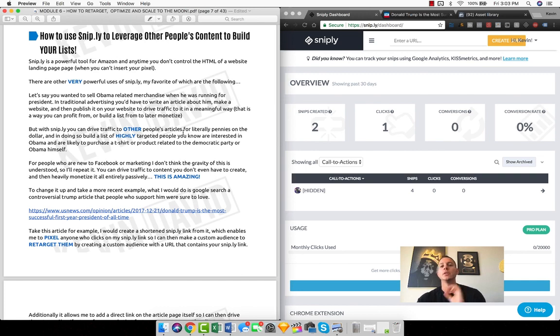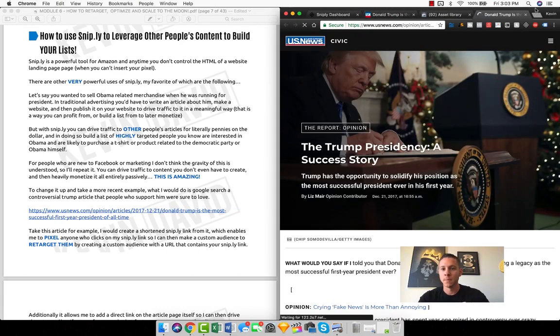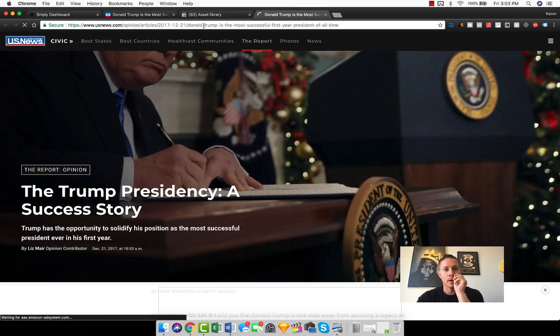But now, guys, what we can do with Sniply is we can use other people's content and make ads to that content, right? Because if somebody goes to this article, for example, and we'll open this up, right? Donald Trump is the most successful first-year president of all time. It doesn't matter how you personally feel about Donald Trump, or it does, but not in this context. What matters is this story is obviously very one-sided. It is pro-Trump, conservative, right? Republicans are probably people who would be interested in this particular article, and they'd have strong feelings about it.